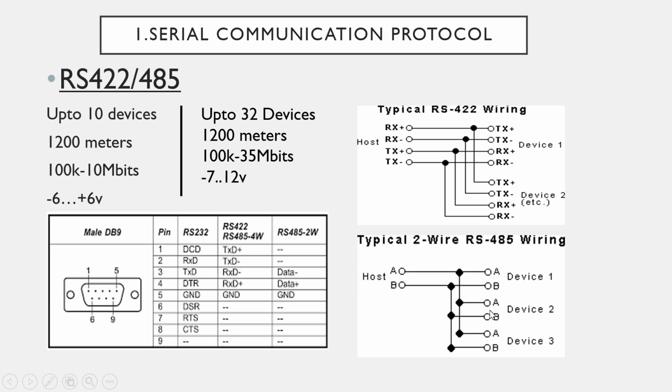You have to keep this in mind because sometimes it's written as A and B, and you may have to communicate with another device that names them data plus and minus. So you have to connect the B terminal with data plus and the A terminal with data minus.